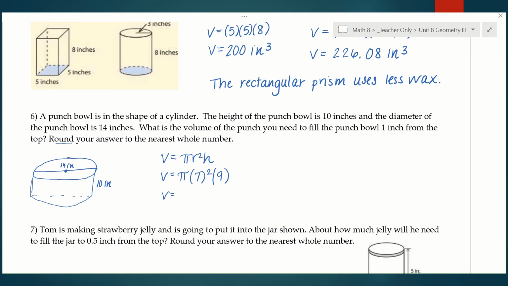All right, so in our calculator, we are doing pi key times 7 squared times 9, and we are rounding to the nearest whole number. So 1,385 inches cubed.